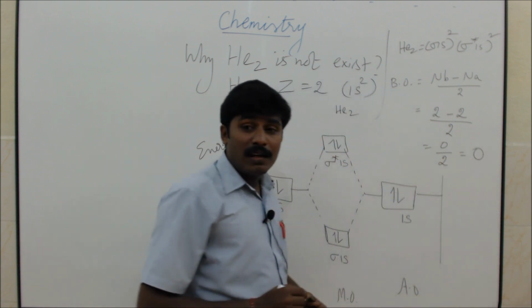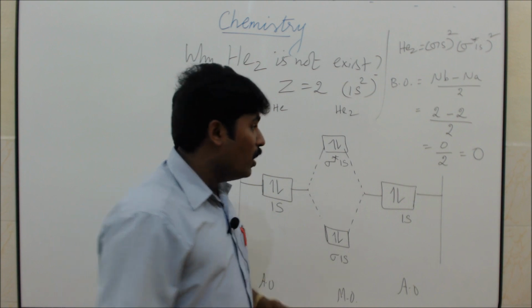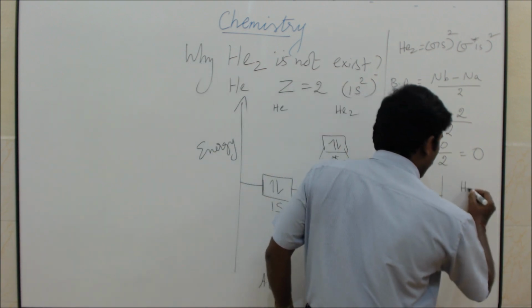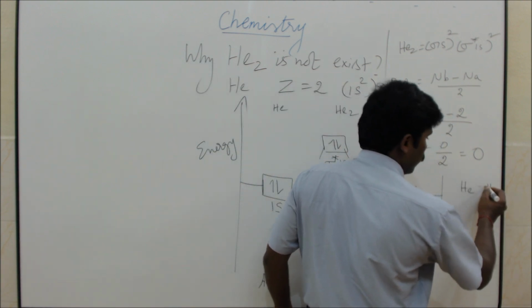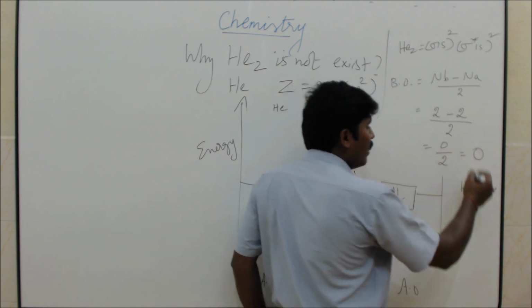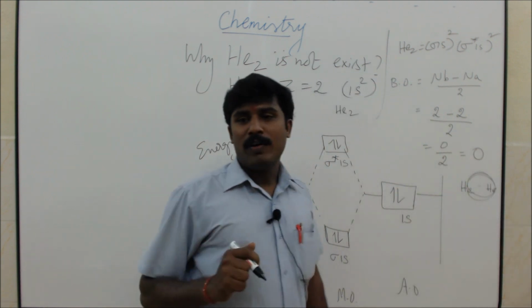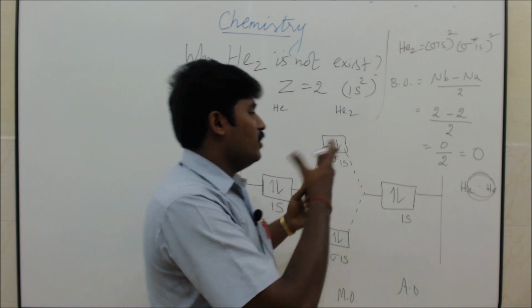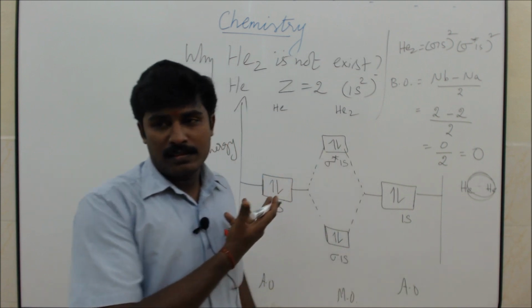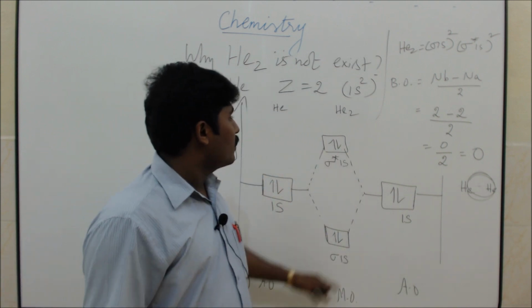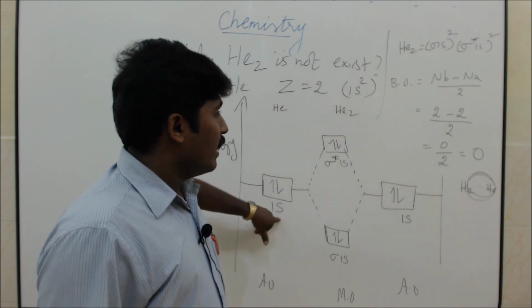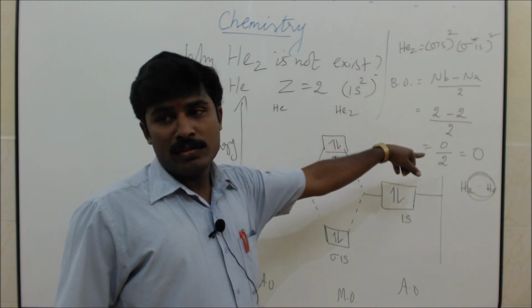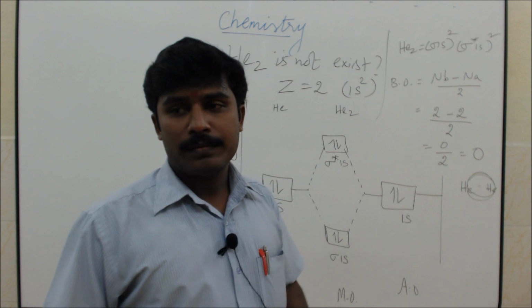is equal to 0 by 2, which is equal to 0. Bond order 0. Suppose bond order is 1, then at least one helium would come; bond order 2, then 2 would come. Bond order 0 means nothing. Then how will He2 form? Because the bond order is 0, He2 does not exist. So first write the electronic configuration, then the diagram, bond order, all those things. Very important 3 mark question.